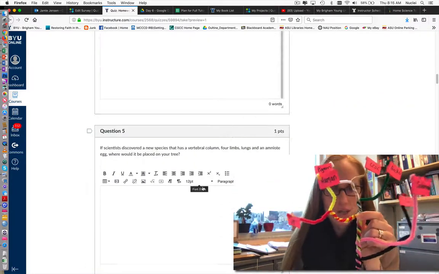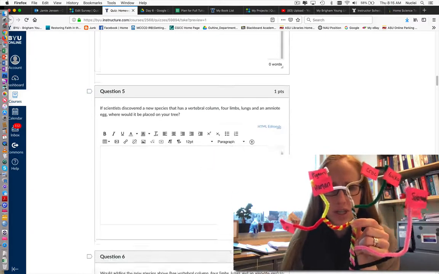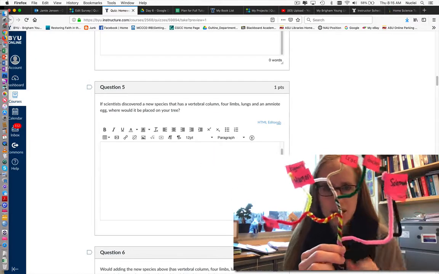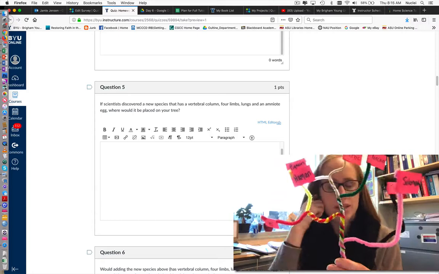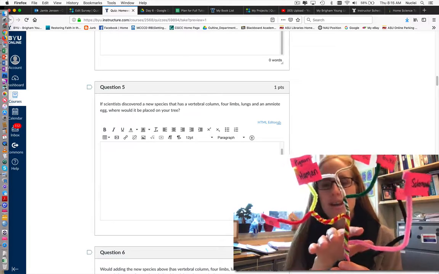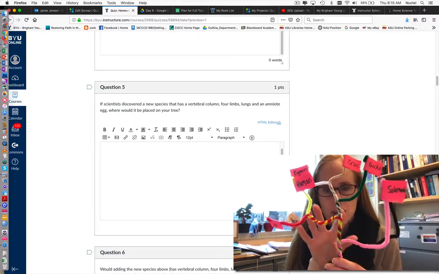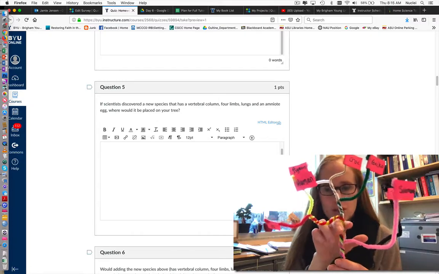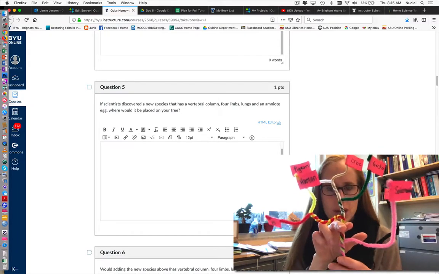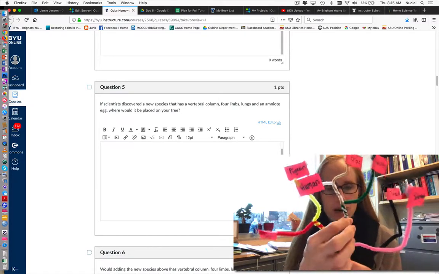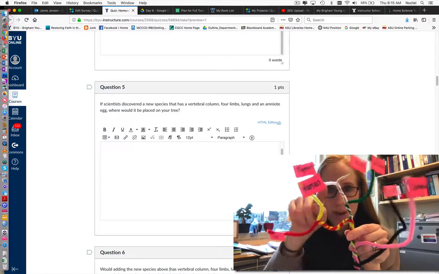All right, so then question 5, if scientists discovered a new species that has a vertebral column, 4 limbs, lungs, amniotic egg, where would you place it on your tree? So you have to trace, and now I don't have the characters mapped on this tree, but wherever all of those characters exist, which I believe is on this branch right here, then you would branch it out from this same node. So it would branch out from here.